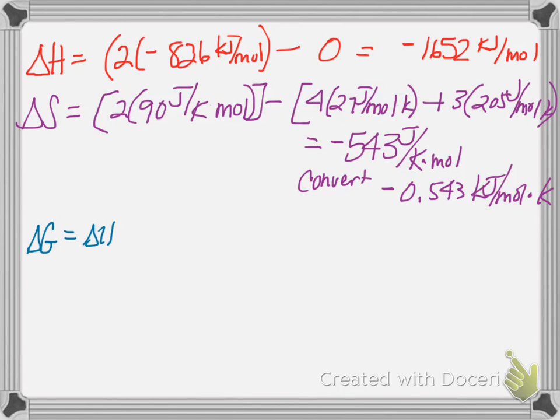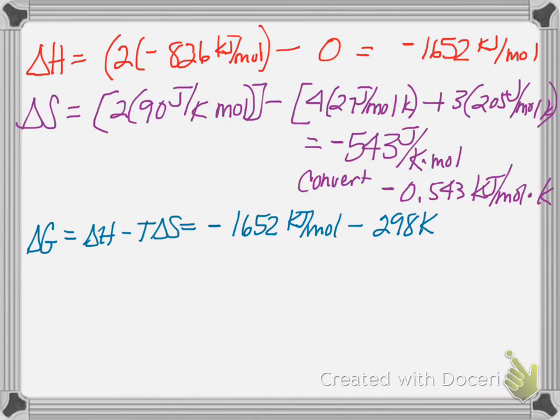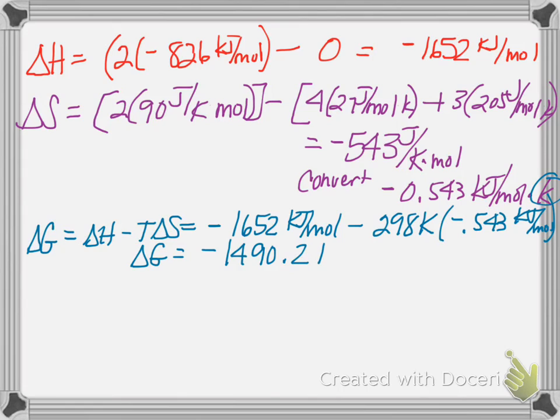It's equal to delta H minus T delta S. So let's plug that in. We've got negative 1652 kilojoules per mole minus, our temperature was 25 degrees Celsius, so 298 K. We have to be in Kelvin because of this Kelvin right there, times negative 0.543 kilojoules per mole K. So I get my delta G value is a negative 1490.2 kilojoules per mole.